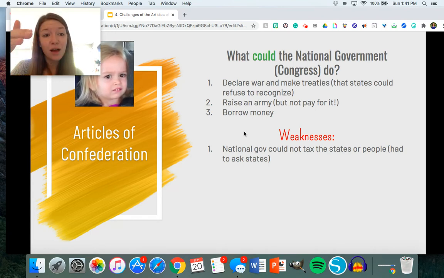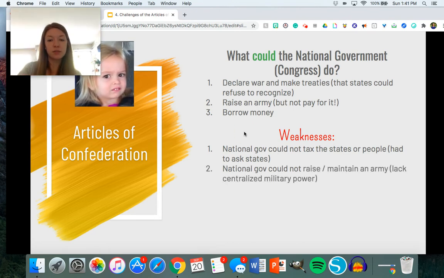And this particular weakness was put into place, if you remember from the last video, because we felt as though we were being unnecessarily taxed by that national government. And when we were under British control, we did not like that. So what we did was kind of go the opposite direction. Now the national government cannot tax the states.